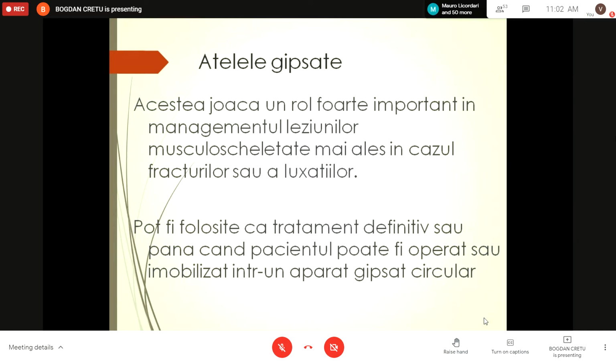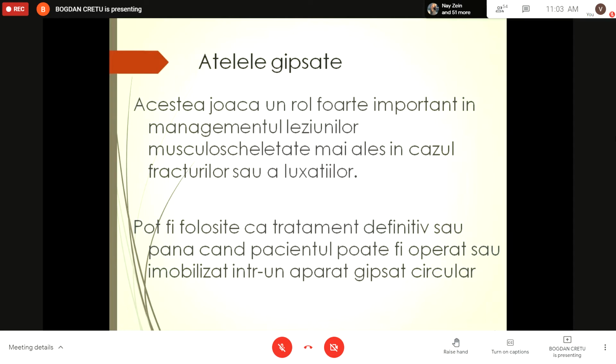The splint is a form of immobilization that is not used as a definitive treatment for orthopedic lesions. It's usually used till the swollen limb is partially disinflamed, and after that we replace it with a cast.